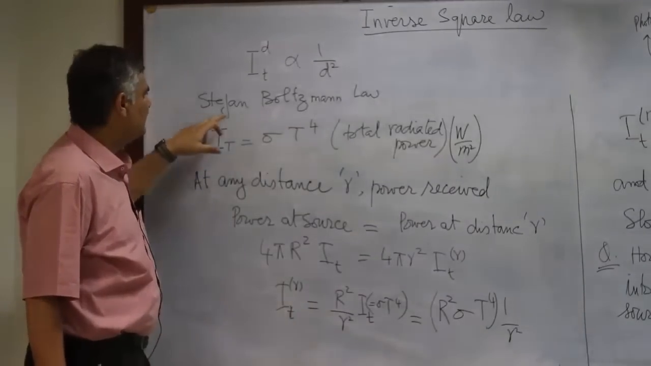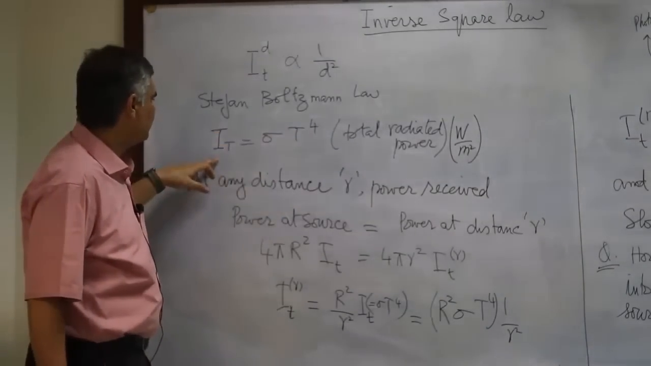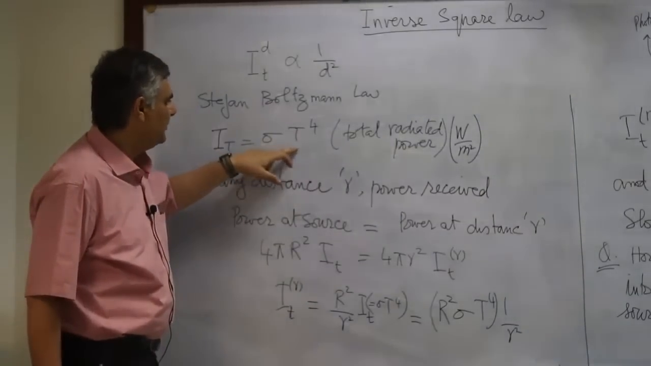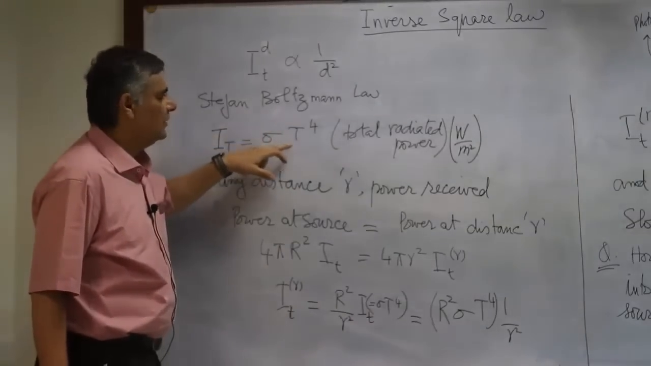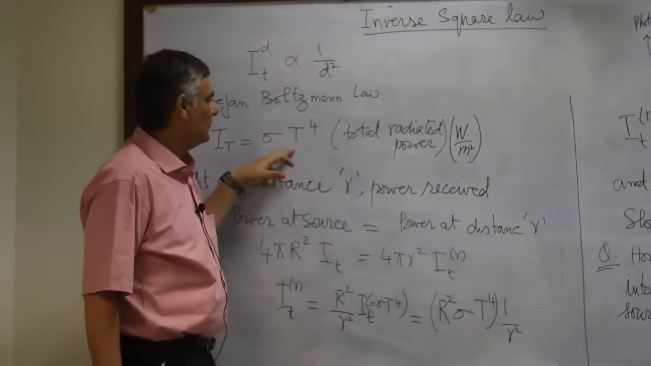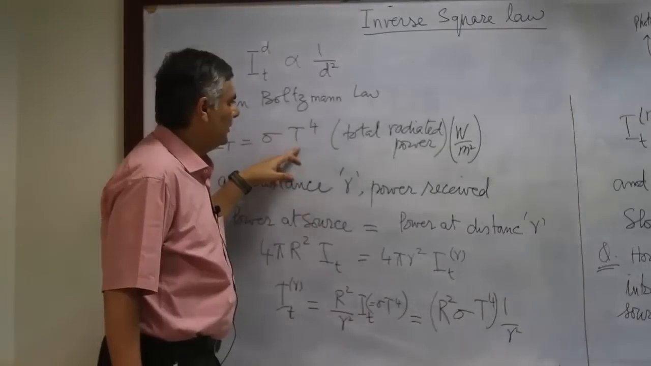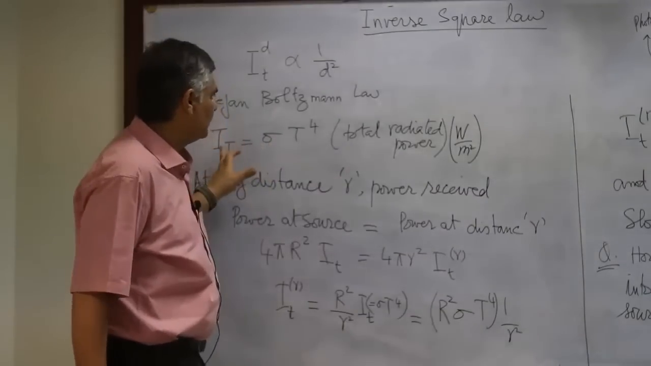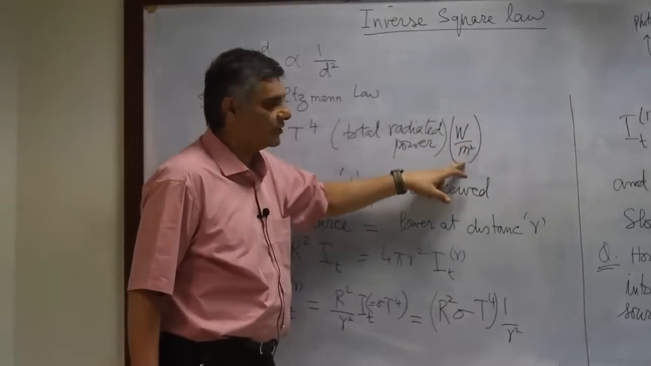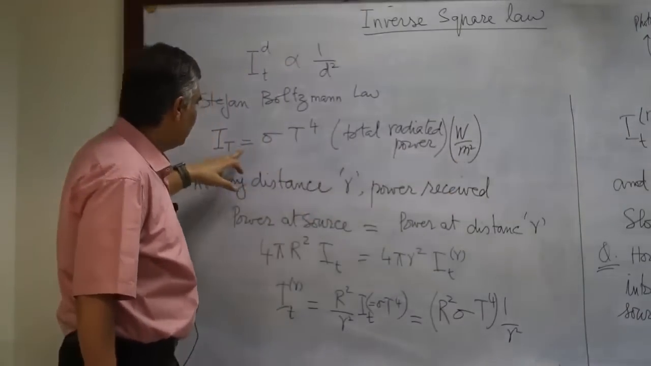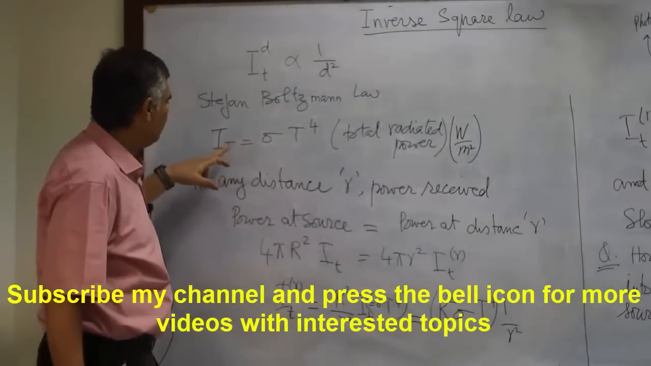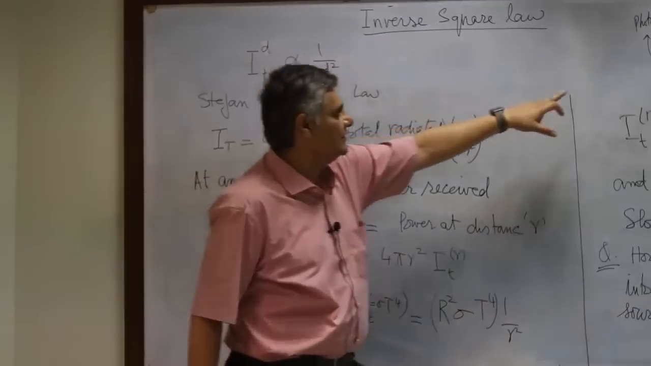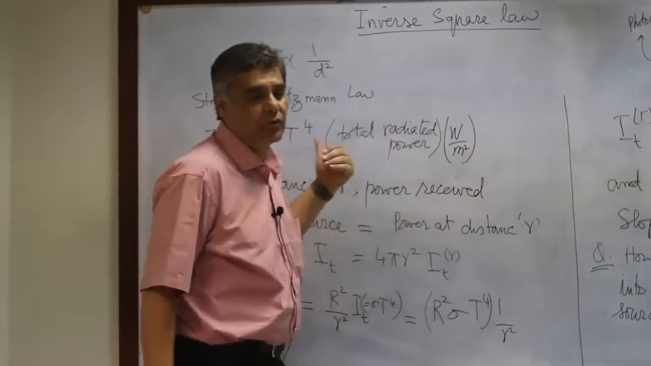So we start with the Stefan-Boltzmann empirical law, which gives the power radiated by any source is equal to sigma T4, where sigma is a constant and T is the temperature of the body, ये जो radiation emit कर रही है. Now this total power is measured in watts per meter square. हमने क्या करना है? Okay, so we need to measure this power at any distance d, यहाँ पे कि कितनी पावर पहुँच रही है.